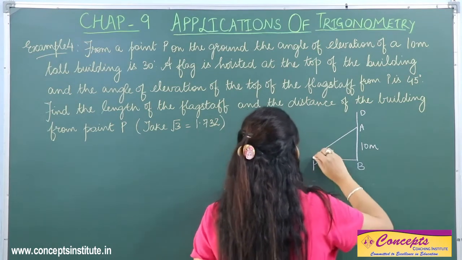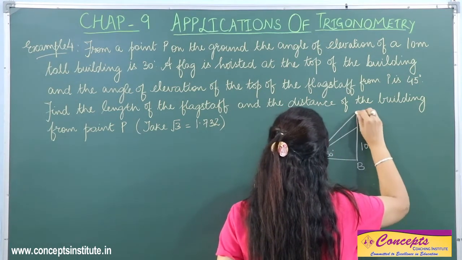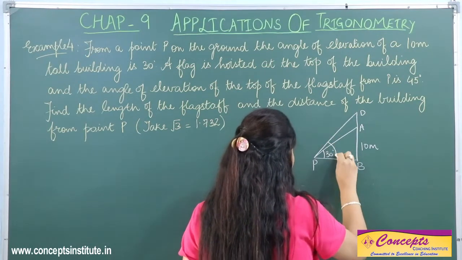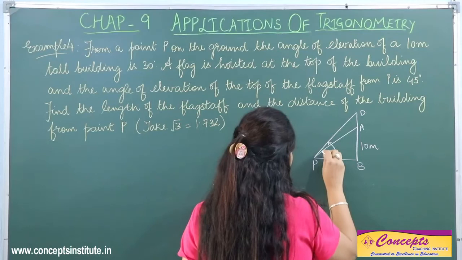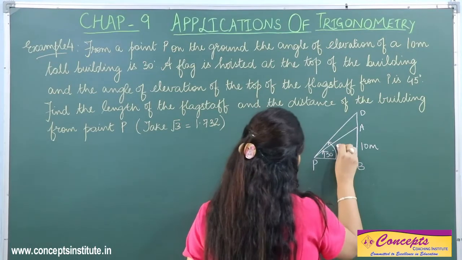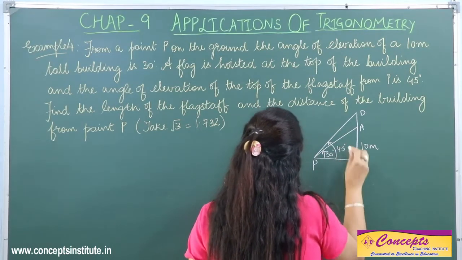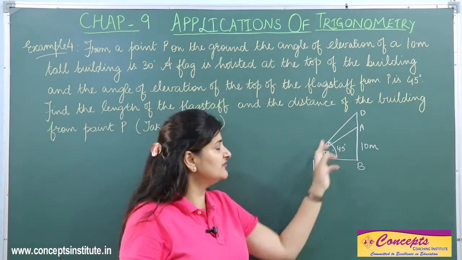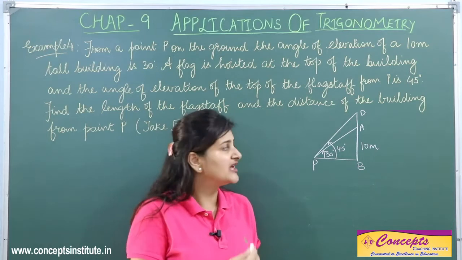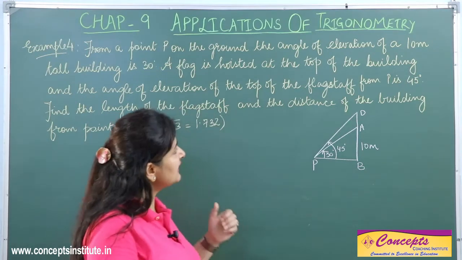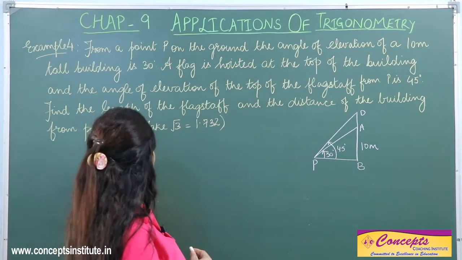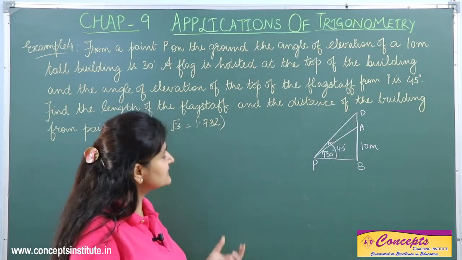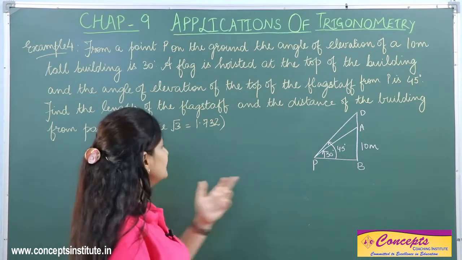So, this angle from point P, the angle of elevation of the flagstaff, is given as 45 degree, right students? So, we can just mark the angles with the arrows as well. So, this angle is the angle of elevation from the point P to the top of the flagstaff, which is given as 45 degree. What am I supposed to find out? I have to find out the length of the flagstaff, that is DA, and the distance of the building from the point P.